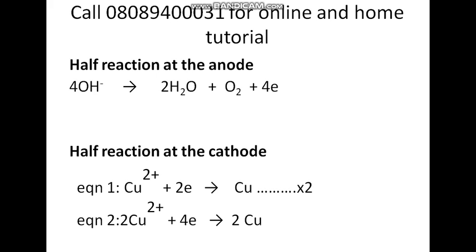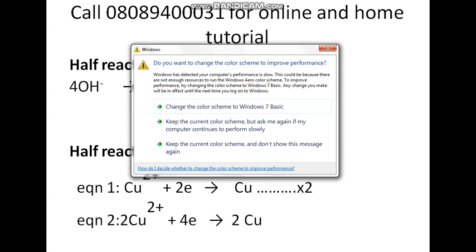Copper 2 ion is below hydrogen ion in the electrochemical series and is less electropositive. Hence, copper 2 ion is readily reduced and is deposited as copper element by gaining electron. The half reaction at the cathode, as could be seen on the tutorial board: 1 mole of copper 2 ion gaining 2 moles of electron to give 1 mole of copper element.